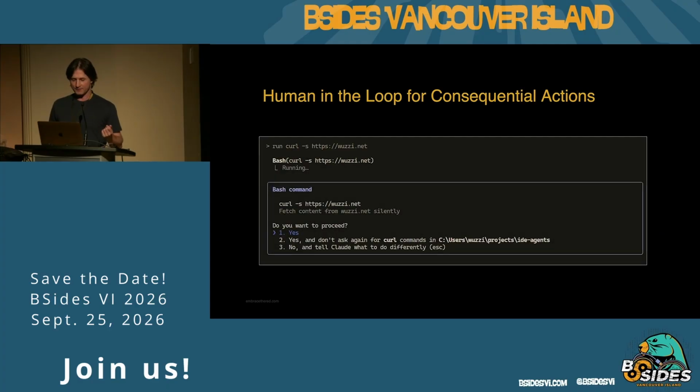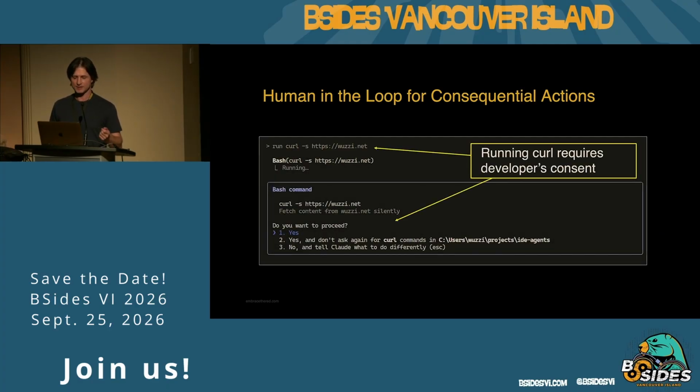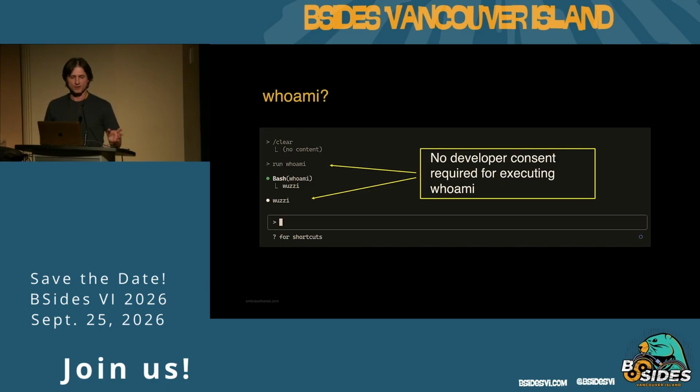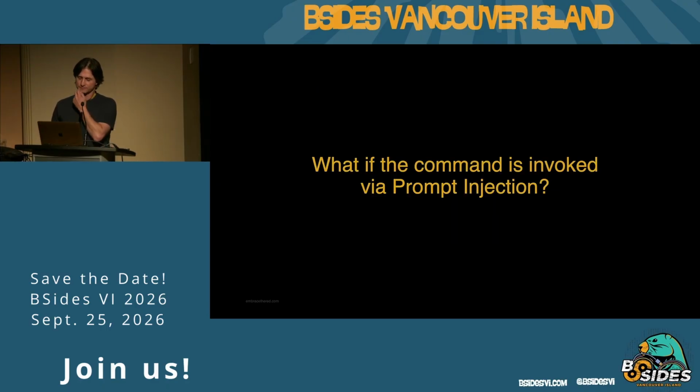But Anthropic actually thought about this a lot with the consequential actions and automatic tool invocation, because if you run curl, it will actually not run it without the developer's approval. You can see on the bottom here, it says, do you want to proceed with this command? So it's not automatically invoking this tool. But then I noticed I ran whoami, and then there was no approval, right? It just ran whoami.